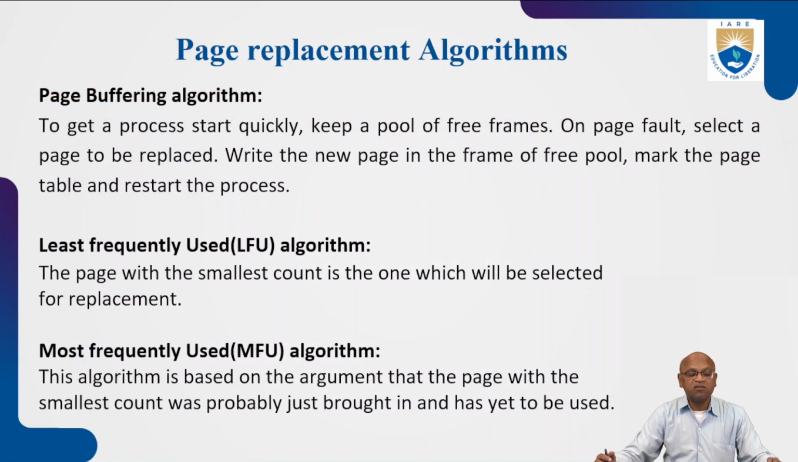Other than these three page replacement algorithms, first in first out, LRU and optimal, some other page replacement algorithms also exist. To get a process started quickly, keep a pool of free frames. On a page fault, select a page to be replaced, write the new page in the free frame, update the page table and restart the process.